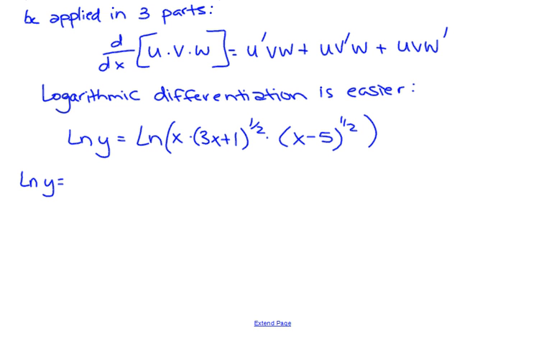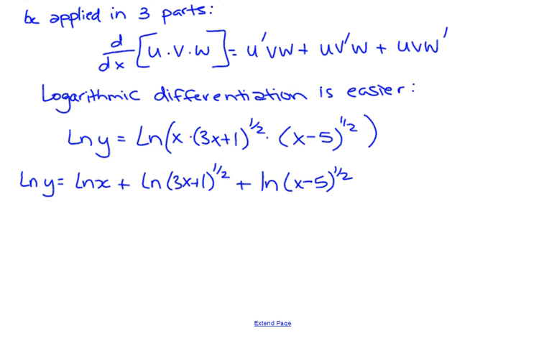Okay, so use the product law. But then we're just doing 3 things again. It's a lot easier though, right? It's going to be a lot prettier than this because the derivative of a natural log is 1 over the inside. This is way easier. I can prove it to you after if you want me to do this on the board later. So this becomes natural log of x plus natural log of 3x plus 1 to the half plus natural log.